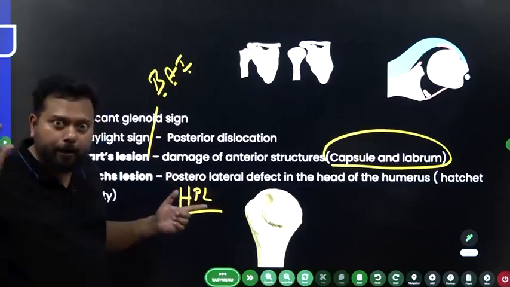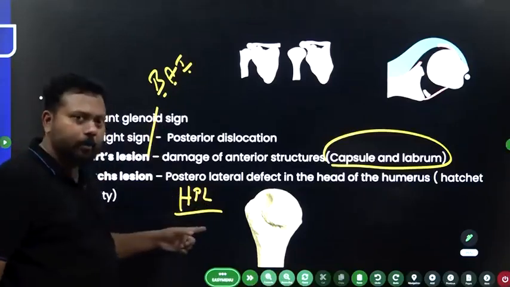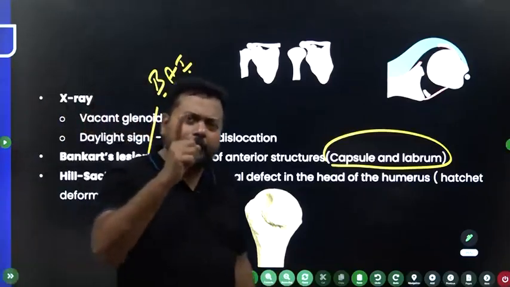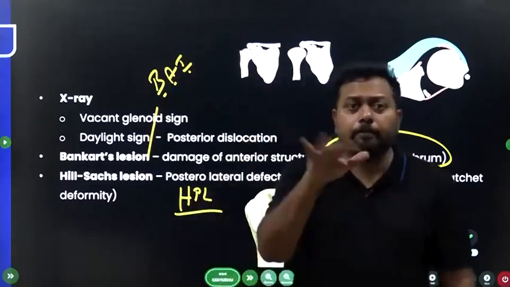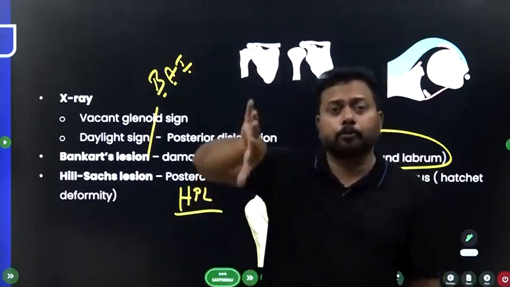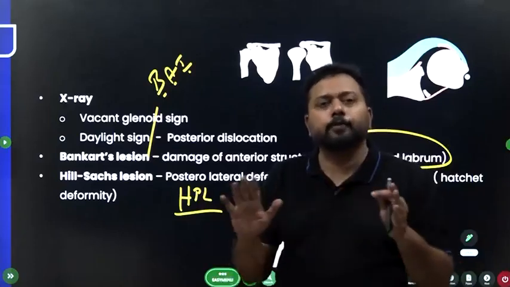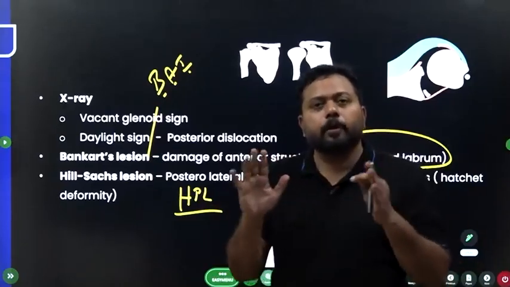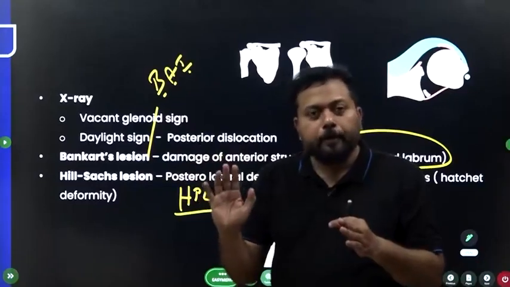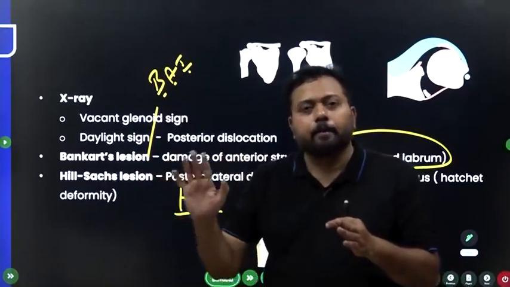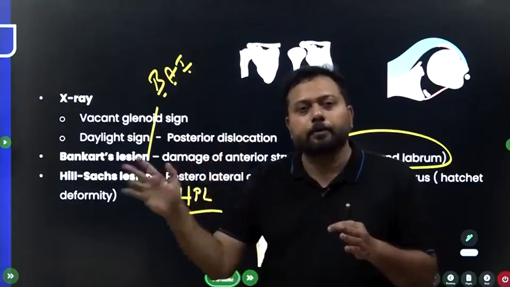BOY, B-I, BOY. Okay, so BOY and HPL. Why am I telling this? Several times AIIMS has asked the question, dear friends: what is Bankart's, anteroinferior, superior, posterior, posteromedial? They will confuse you. No confusion. Bankart's anteroinferior, BOY. Hill-Sachs posterolateral. Bankart's soft tissue, Hill-Sachs bony.